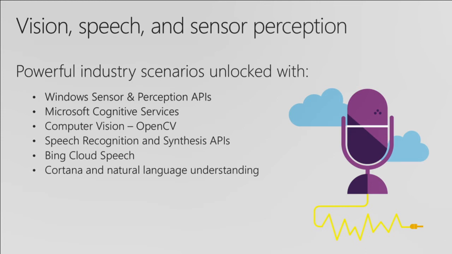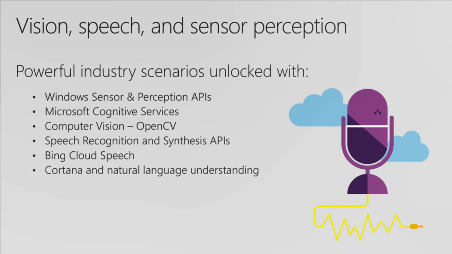Speech recognition and synthesis APIs. On Windows IoT, we have the Microsoft Windows Speech Platform that does the local speech recognition. So you don't really need to be connected to do speech recognition and synthesis. Or if you prefer to have an even higher accuracy, you can use APIs that connect to Bing Cloud Speech.